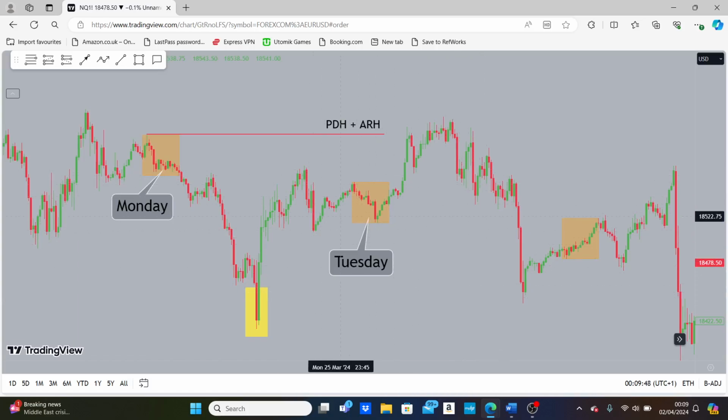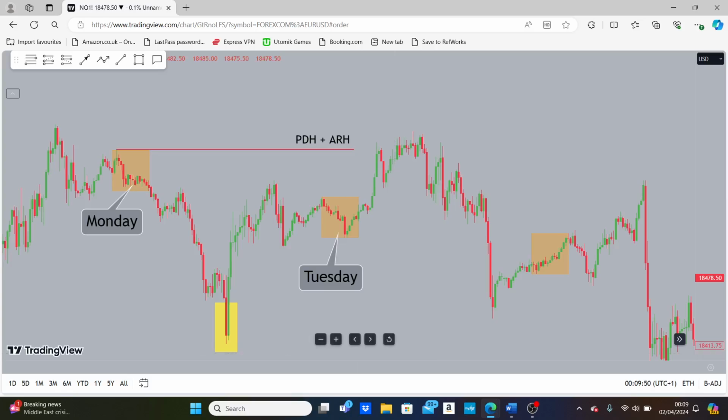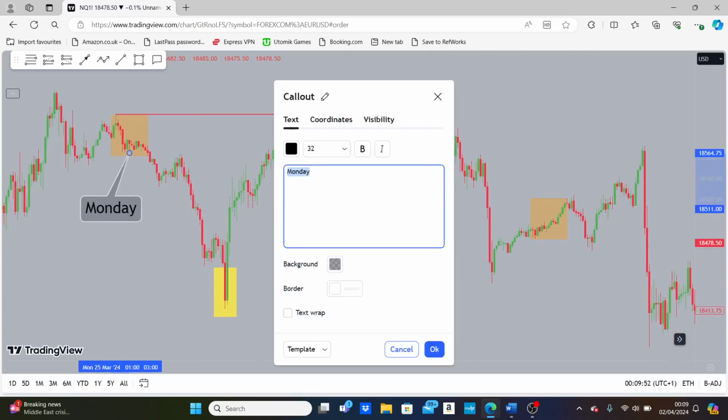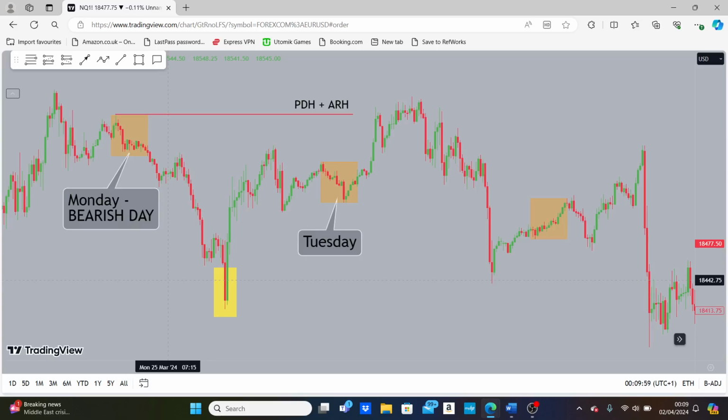Coming into Tuesday, we understand we're primarily looking for sells, because Monday was a bearish day. Quite often in the indices and futures markets, NQ, ES, S&P 500, and even forex pairs like Euro dollar and pound dollar, Tuesday will continue the same sort of trend as Monday, unless a high-volatility news event sets it off. But Tuesday will very typically continue the momentum from Monday.